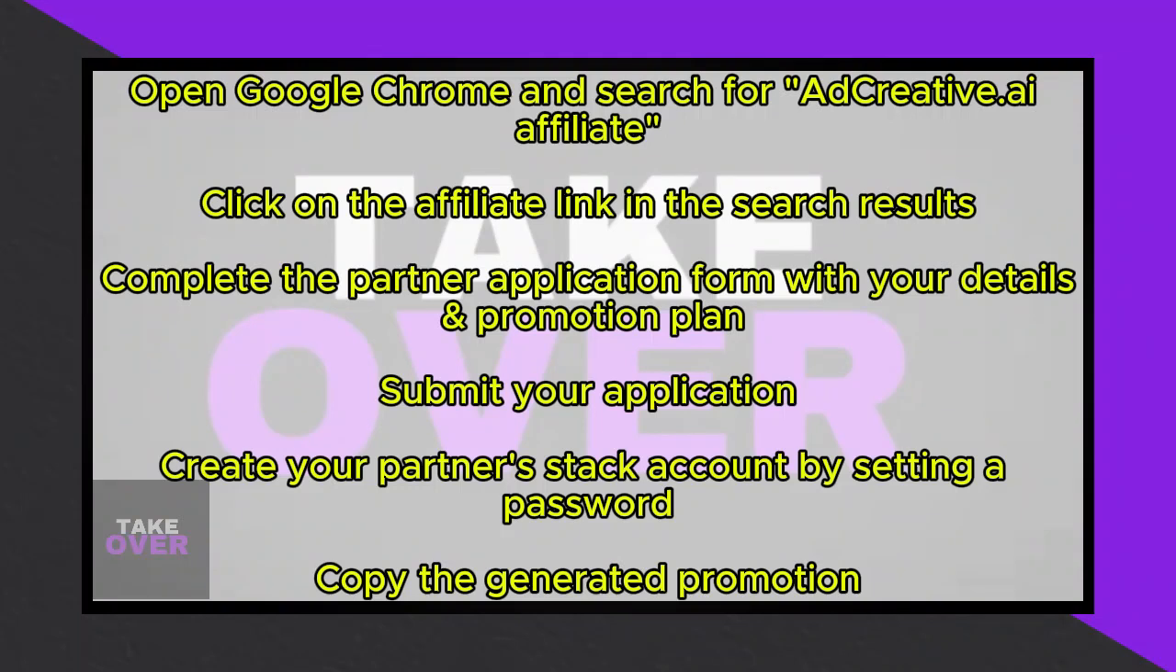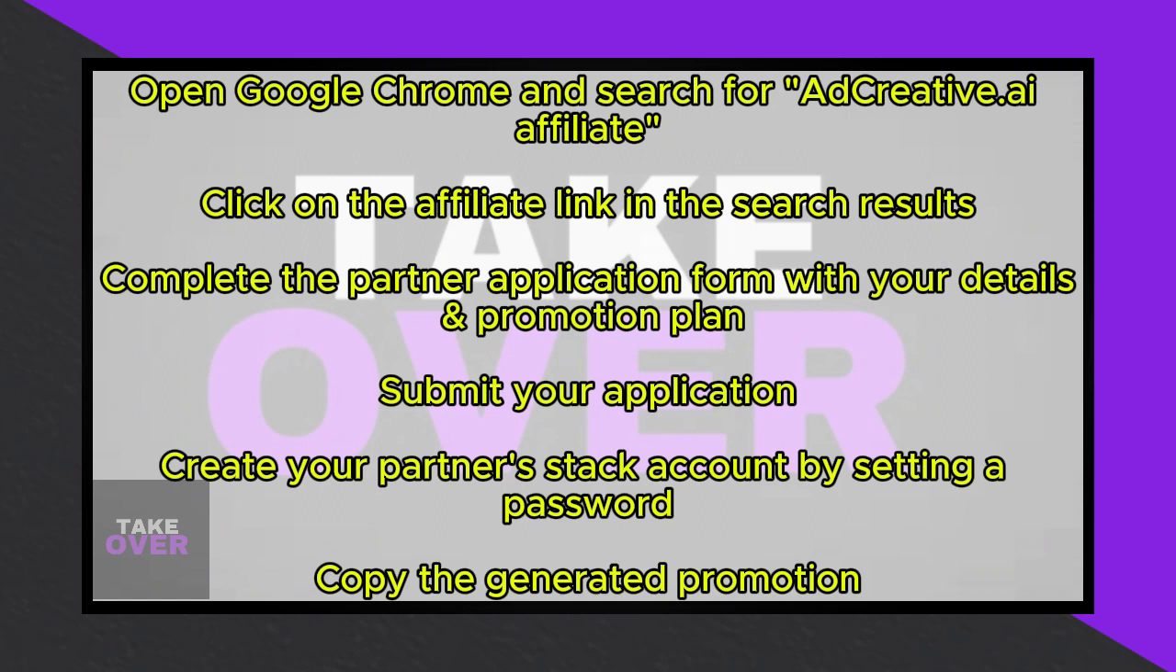Once on the affiliate page, select Become a Partner. Provide your first name, last name, email, business name, and links to your accounts, pages, and websites in the provided fields. Additionally, outline your strategy for driving traffic to Adcreative.ai. After filling out the information, submit your application.